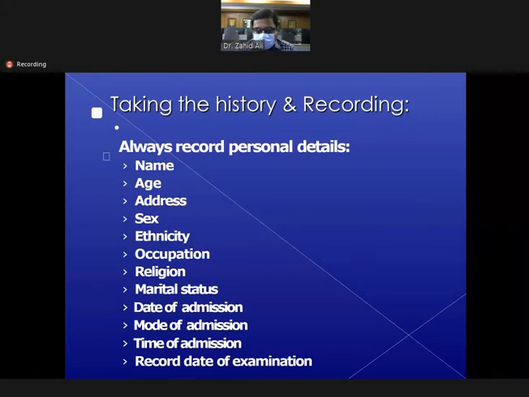And then marital status: whether he is married or not, then sexually transmitted disease should be sought out. And then the date of admission will give you whether the patient is being admitted at an early stage or later stage. And mode of admission will tell you whether this is an emergency or the patient is admitted through OPD, whether this is a cold case. And then time of admission: if he is admitted at night, it means it's an acute emergency. And then record the date of examination, because examination will tell you whether your patient is improving, yes or no. This is very, very important from any point of view. That gives you very important information.